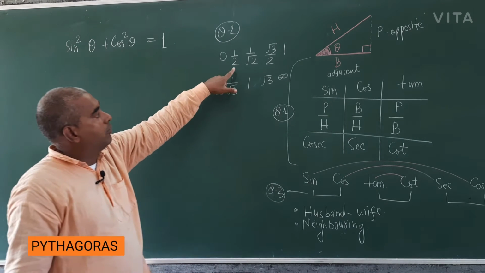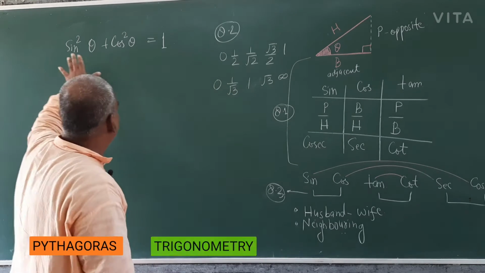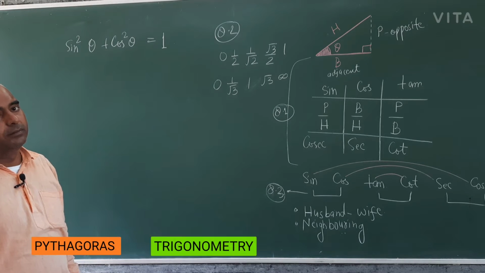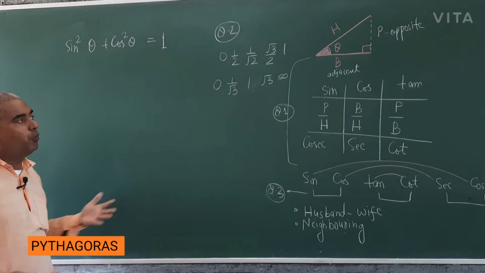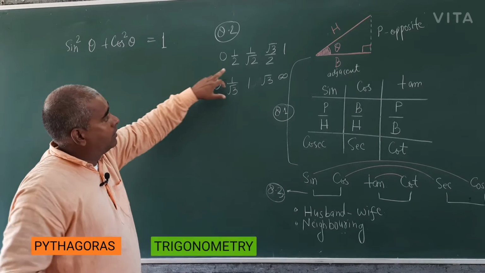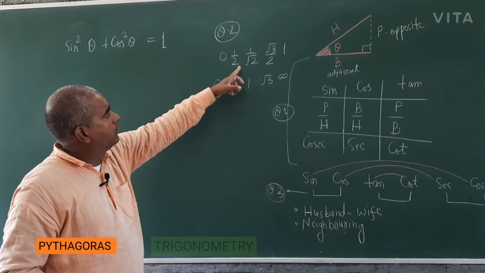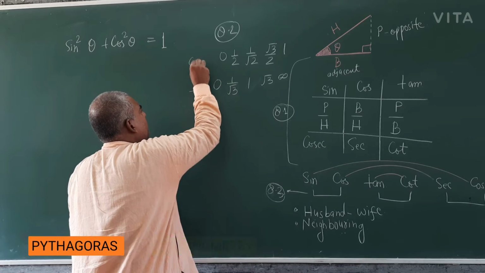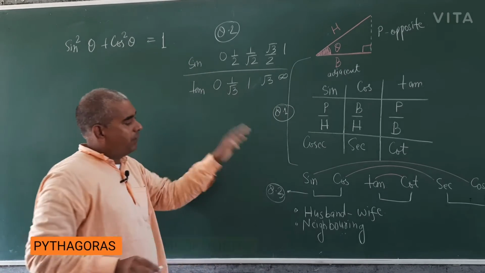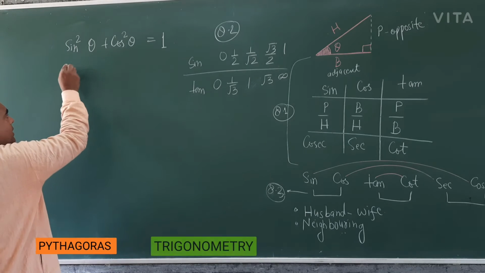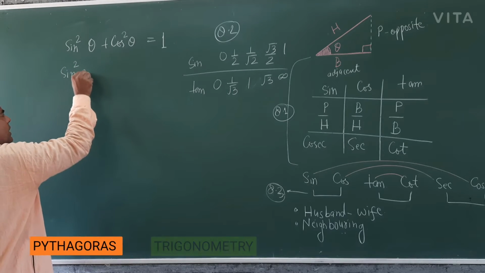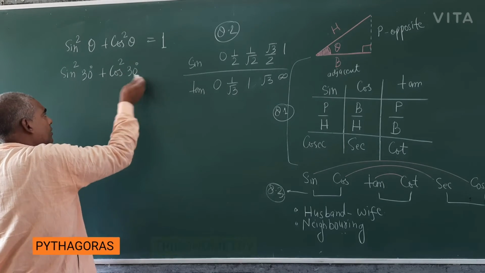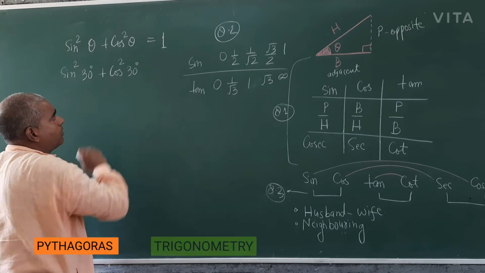You can check it also here, 1 upon root 2, sin 45. If you check for sin 45, you will get 1. So first, before proving, let me check whether this holds or not. Suppose I take theta equal to 30 degrees. So this was the tan value, and this is the sin value. Cos value, you know how to find the cos value. So suppose I take sin square 30 degree plus cos square 30 degree. Now check it. Is it equal to 1?